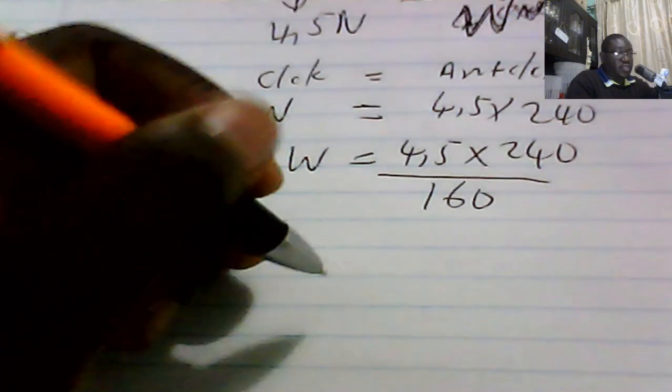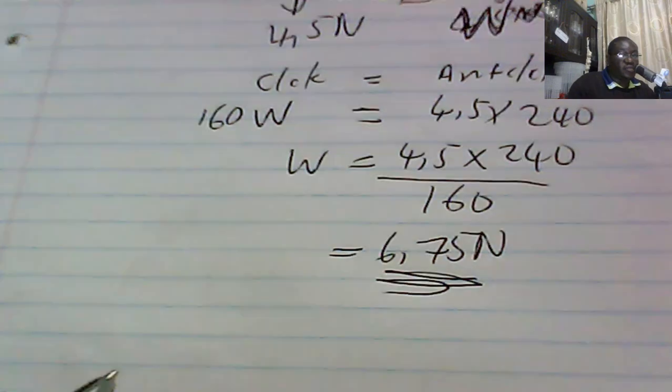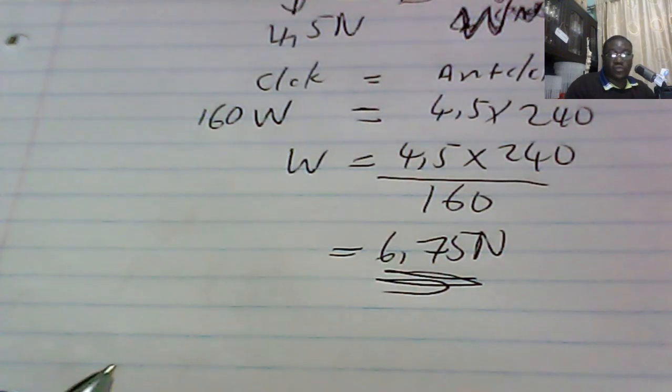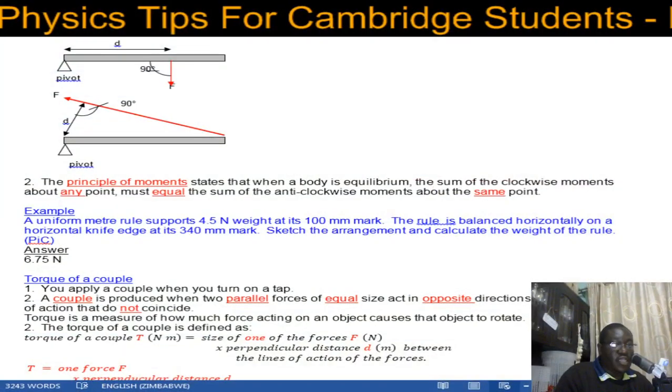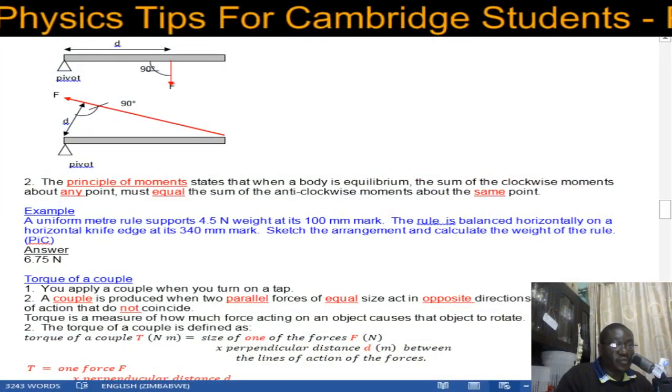That will be 6.75. So that's the weight of the meter. Okay. Then talk of a couple.